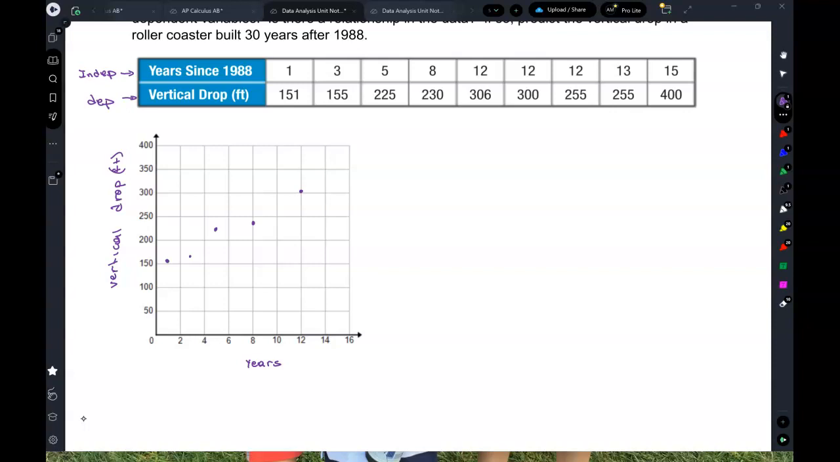Okay, that same year, 12 years after, another one was built. That was 300. So we need to have two on top of each other. And then there was another one that same year, 255. Wow, that was a popular year for roller coasters, right? 13 years after, there was one at 255. And then 400 feet.